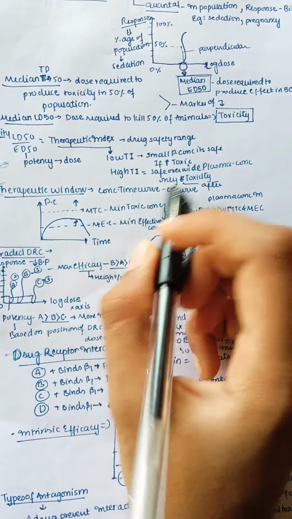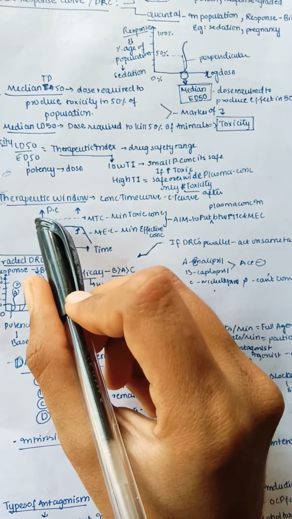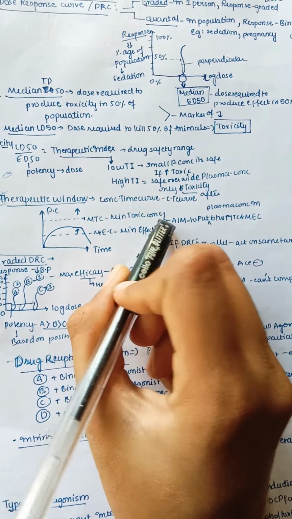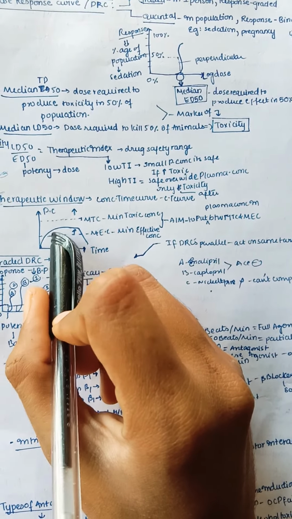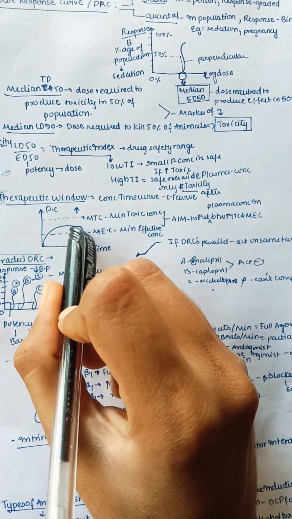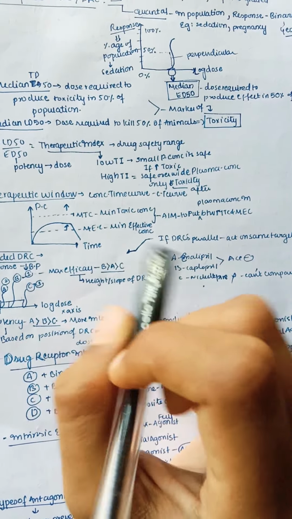We can find it by the concentration time curve. So this is the time, this is the plasma concentration. Here we have the MTC, that is the minimum toxic concentration. This is the minimum effective concentration. So the therapeutic window lies between these. If you draw the bioavailability of a drug, you can see it is drawn like this.